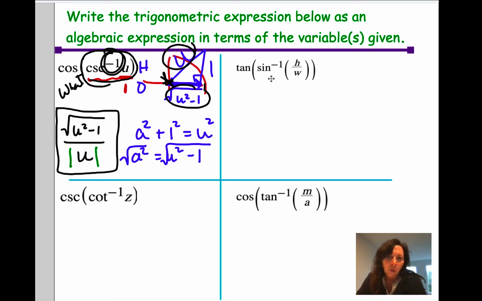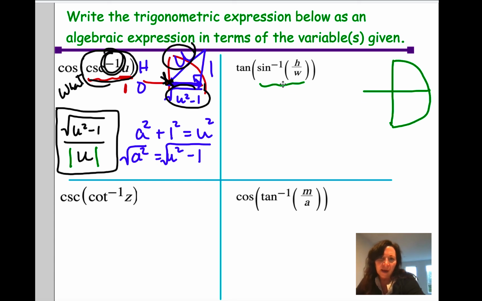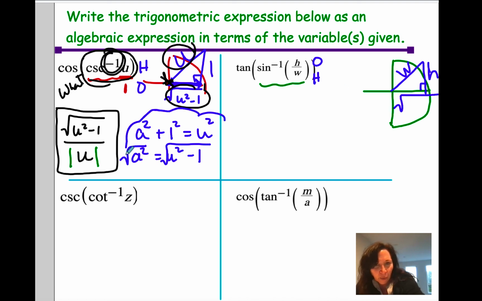This one is saying, where is sine h over w? Inside out. You always do the inside first. And so let's graph this again. Sine goes first and fourth. Now sine, this is positive. So again, I'm in the first quadrant. So I'm right here. And sine is opposite over hypotenuse. So this is saying h over w. All right. So to find this side again, we're going to say w squared minus h squared. So we're going to use that same thing that we did here, except different letters. So we have w squared minus h squared.